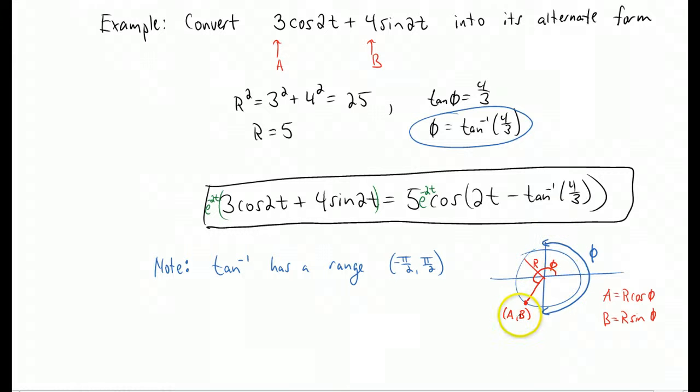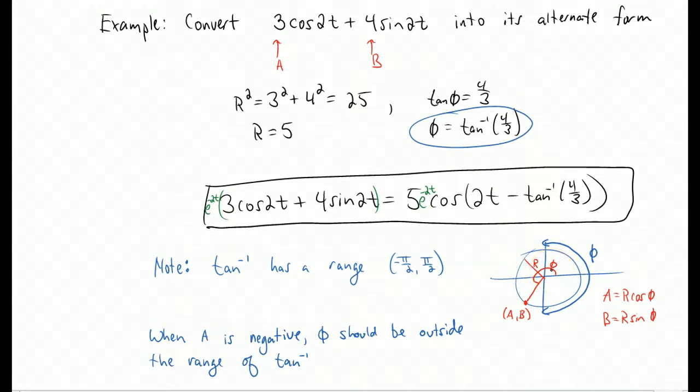However, we know that there are values for a and b that would require an angle outside of that range. More specifically, when a is a negative value, we will require a phi value that is outside the range of inverse tangent. So what do we do in this case? Well, the thing to realize is that if this is the situation that we have, and we plug inverse tangent of b over a into our calculator, it is not going to spit out this angle in the third quadrant. It's actually going to spit out this angle here in the first quadrant. So there's a correction we have to make.